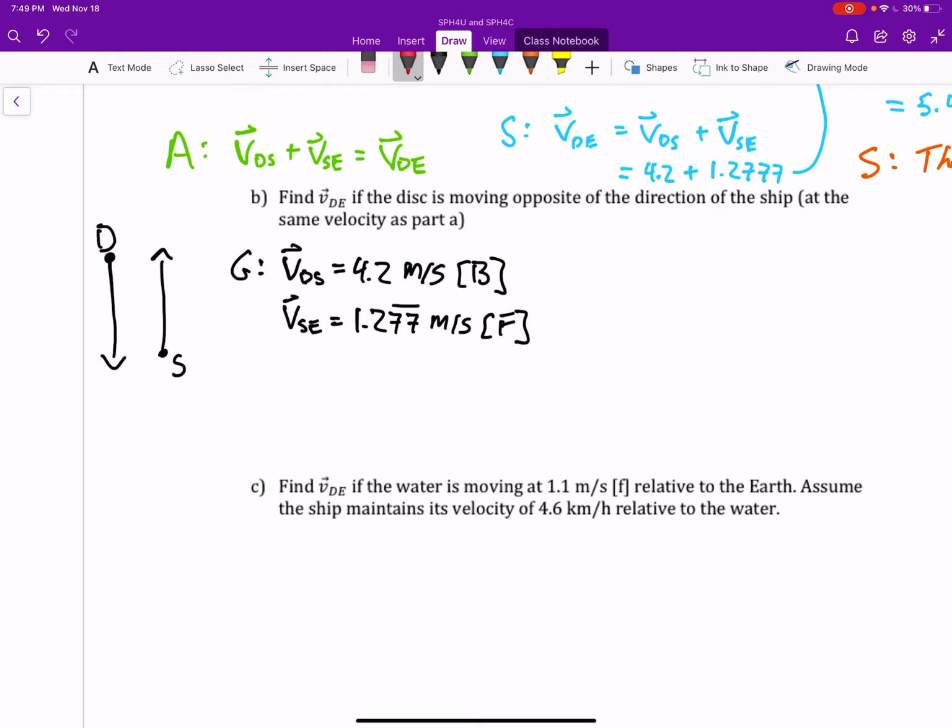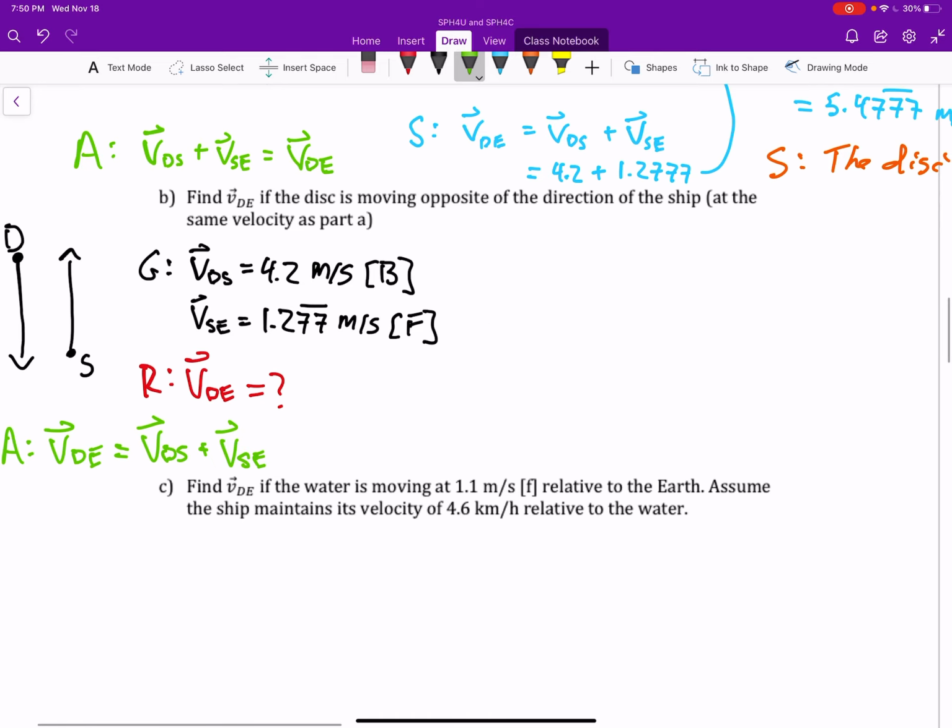We are looking for the same thing, or this is fine. We are still looking for the velocity of the disk relative to the Earth. And in our analysis, nothing has changed. Our equation still holds. We still just add them together. We just need to make a slight modification for direction, which we can just do in our solve step because that's where we've been doing that.